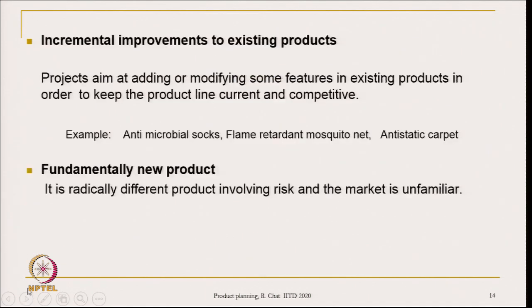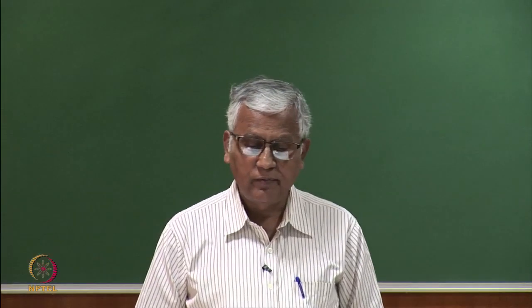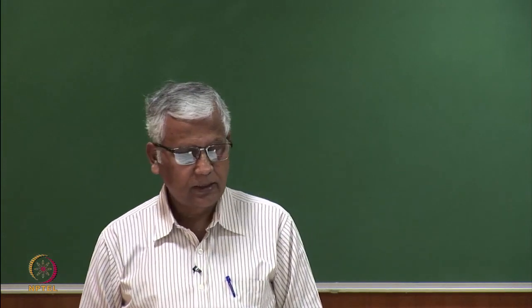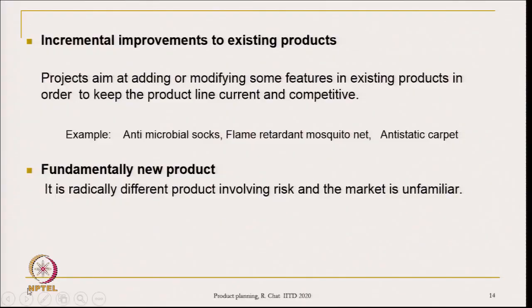The other type of product development type of projects could be incremental improvement to the existing products. Most of the time that is what we do, that is we already have some designs with us, some products, every organization making some products. A spinning mill is making yarn. So, for the spinning mill, yarn is the product. Suppose there is a weaving unit only manufacturing fabrics, nothing else. For them, fabric is the product.